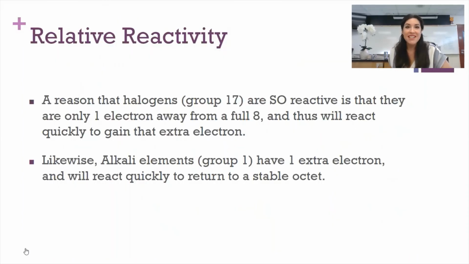So that's it for today. I hope that you're able to use the periodic table to compare one element to another in terms of its relative reactivity and its atomic radius based on its position on the periodic table. You should also be able to count up the number of valence electrons in a given element based on its position on the periodic table.